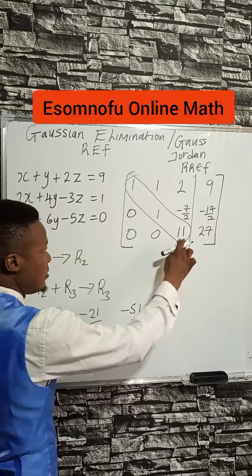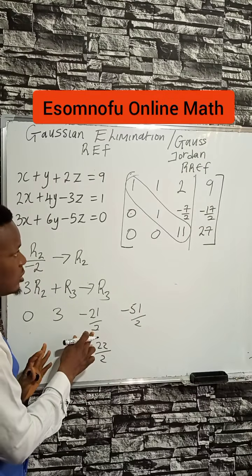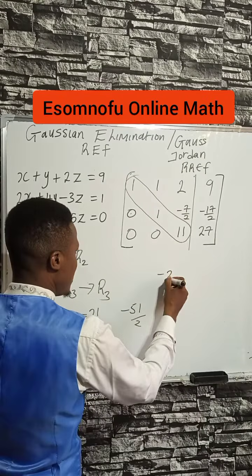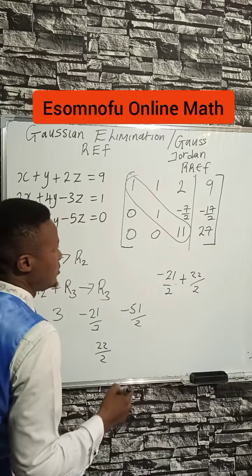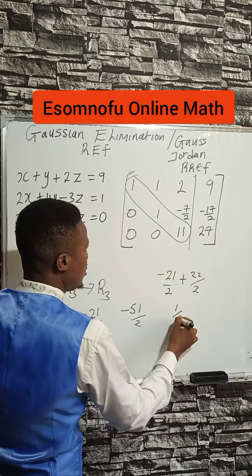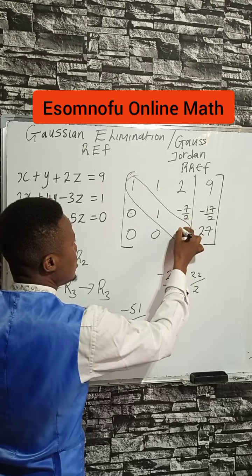Because 22 by 2 is 11. The reason for doing that is to make sure that this is 2, this is 2. They have a common denominator so that you simply add their numerators. So this is minus 21 over 2 plus 22 all over 2. If I do that, I'll have minus 21 plus 22, which is 1, all over 2. So this is just 1 over 2.